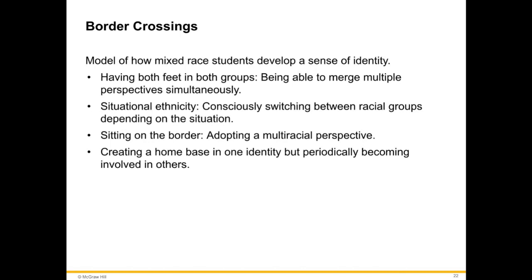We'll talk about border crossing. The model of how mixed race students develop a sense of identity. Having both feet in both groups, being able to merge multiple perspectives simultaneously is a stressor. Situational ethnicity has to do with consciously switching between racial groups depending on the situation. Sitting on the border, adopting a multiracial perspective, being in a home base in one identity, but periodically becoming involved in others.